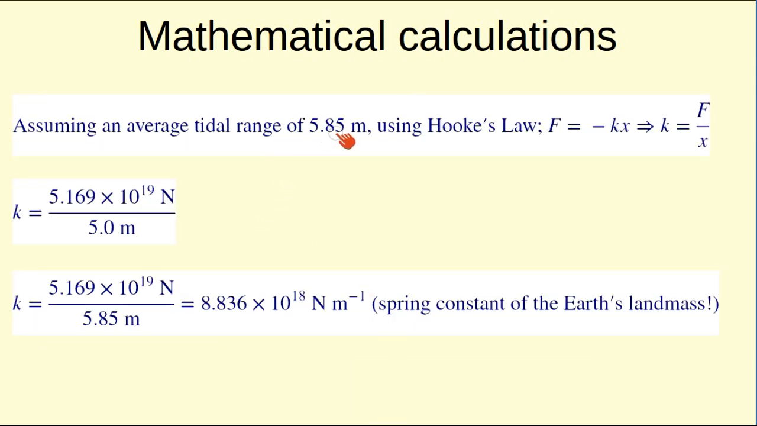Assuming the range of 5.85 meters, we use Hooke's law to get the spring constant, F equals minus kx. Rearrange, k equals F upon x. Put the values in there, and we end up with 8.836 times 10 to the 18 newtons per meter. So it's a spring constant of the Earth's landmass, which is a huge number, which you'd expect it to be.